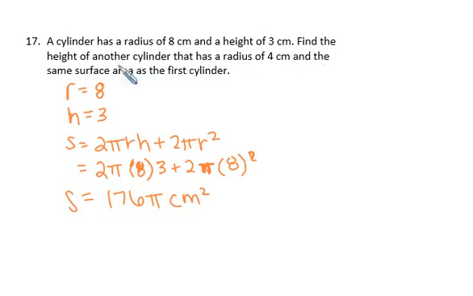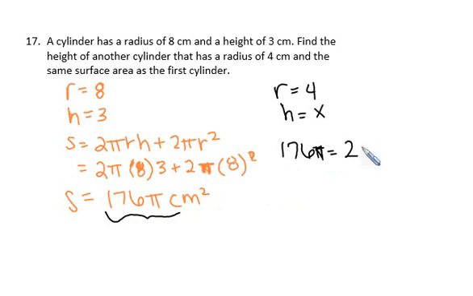Then it says find the height of another cylinder that has a radius of 4. So let's go ahead and change this. Now we have a radius of 4, and we don't know what the height is, so I'm going to call that x. We're going to use the same surface area equation. This time we're going to plug in this number right here because that has the same surface area as the other one. So we're going to write 176 pi is equal to 2 pi r, and we do know the radius, which is 4, but we don't know our height. And then we're going to add 2 pi r squared.